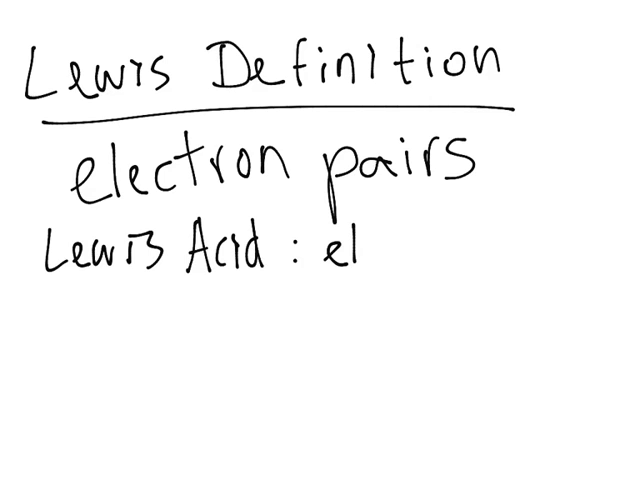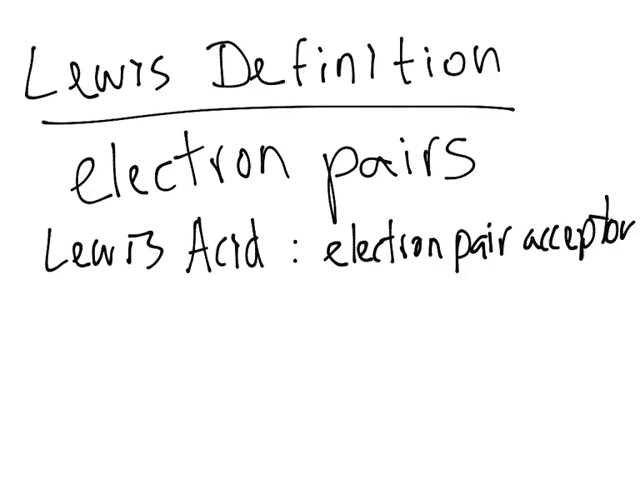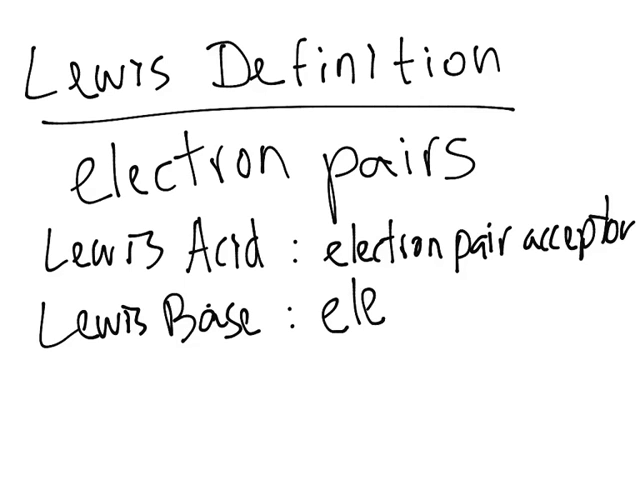So, electron pair acceptor. And a Lewis base would be an electron pair donor. So a Lewis base would lose electron pairs, and a Lewis acid would accept or win electron pairs.